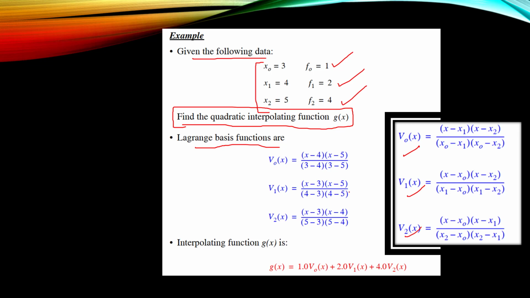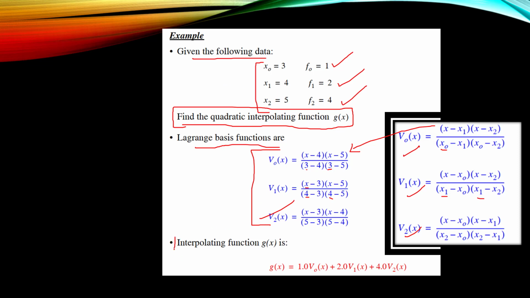So we have the x1 value as 4. So when you compare with this, b0 of x is x minus 4 into x minus 5 divided by, it is x0, so 3 minus 4 and 3 minus 5. Similarly, b1 of x is x minus x0 into x minus x2 divided by the same terms subtracted from x1, that's why we have 4 here, and similarly b2 of x. So these are the Lagrange basis functions which are required for converting the function to the interpolation function.